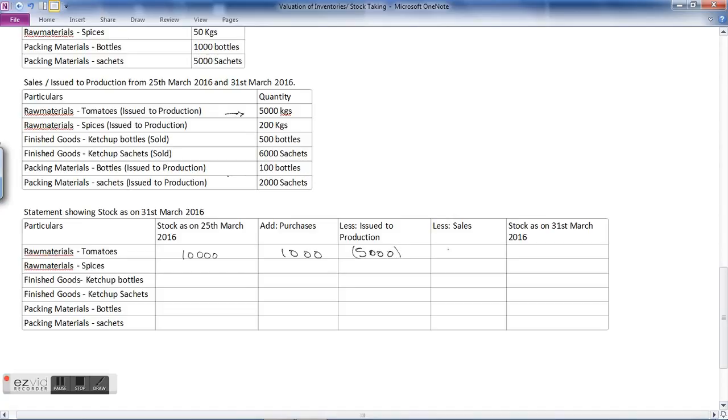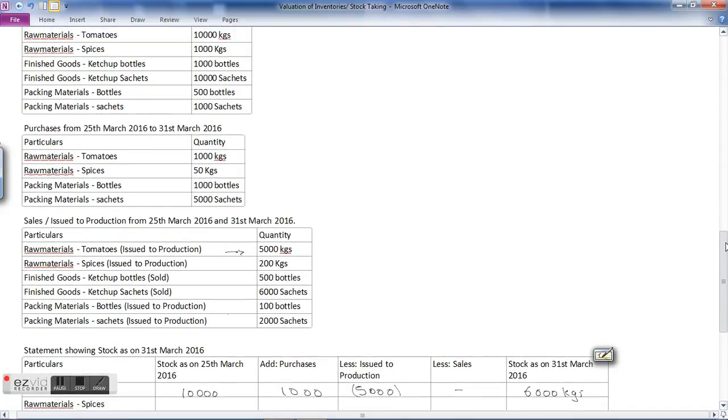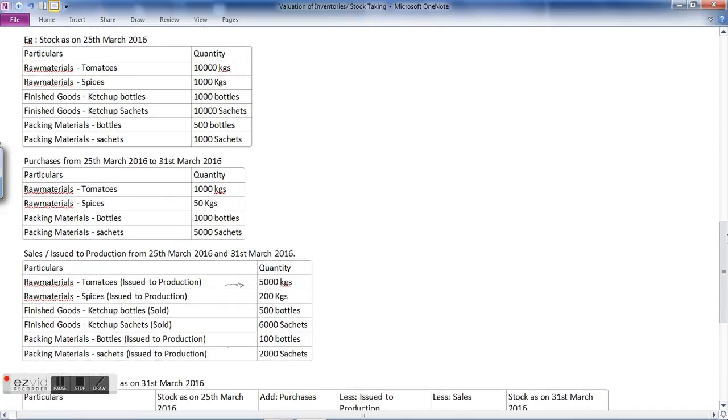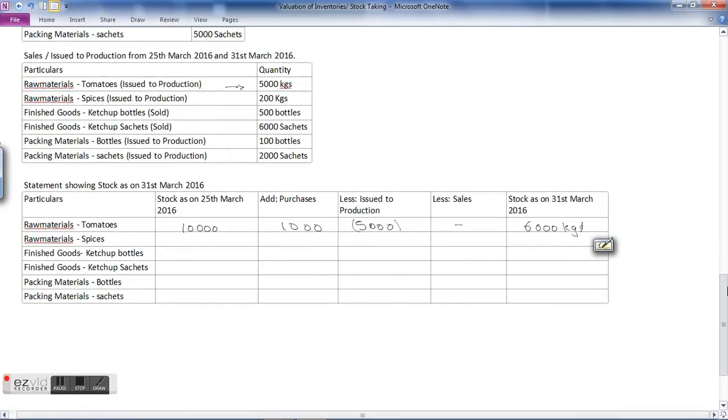Okay, so what is the stock of tomatoes? 10,000 plus 1,000, that comes to 11,000 minus 5,000. So stock as on 31st March is 6,000 kgs. Similarly, spices. Okay, so let's see, what is the stock of spices on 25th March? It's 1,000 kgs. So I'll put it as 1,000 kgs.